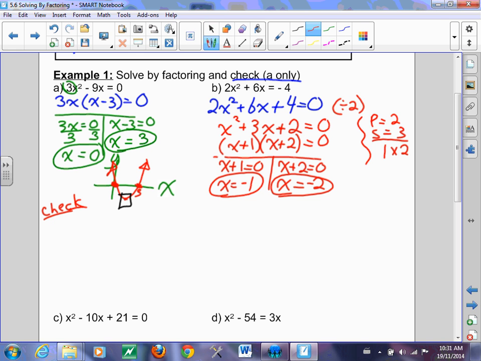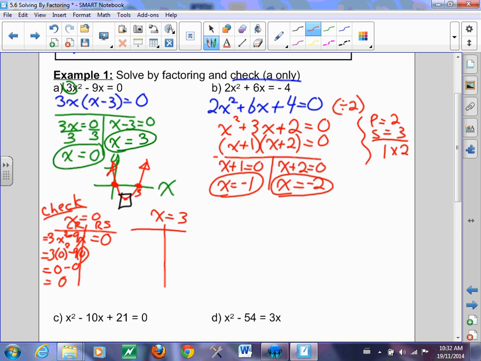All right. So we're going to check x equals 0 over here, and then we'll check x equals 3 on this one. You have to go back to your original equation for left side and right side. So it's going to be 3x squared minus 9x equals 0. So you're going to sub in 0, so it's going to be 3 times 0 squared minus 9 times 0. That's going to be easy. 0 squared is 0 times 3 is 0. 0 subtract 9 times 0 is 0. It equals 0.